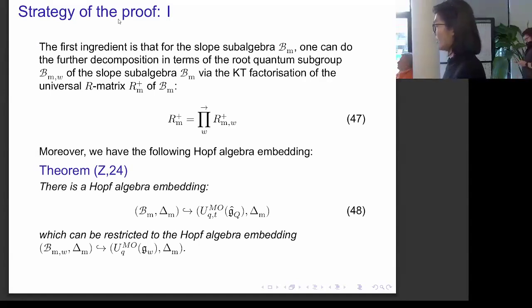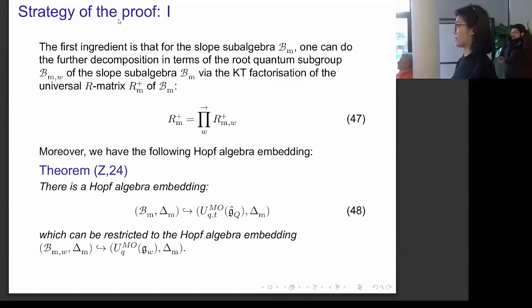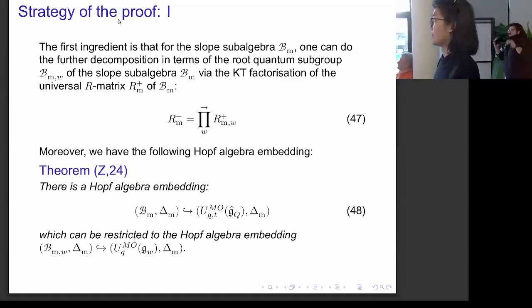So we need another really refined embedding. So if we restrict, actually there's a half algebra embedding from the slope of algebra to the Maulik-Okounkov quantum algebra with respect to the coproduct delta M over here and delta M over here. And the first delta M is just the delta M from the universal R matrix, and the second delta M comes from the adjoint of the state element. But moreover, this kind of half algebra embedding can be restricted to the half algebra embedding if we restrict to the walls of algebra on both sides. So this is really precise.